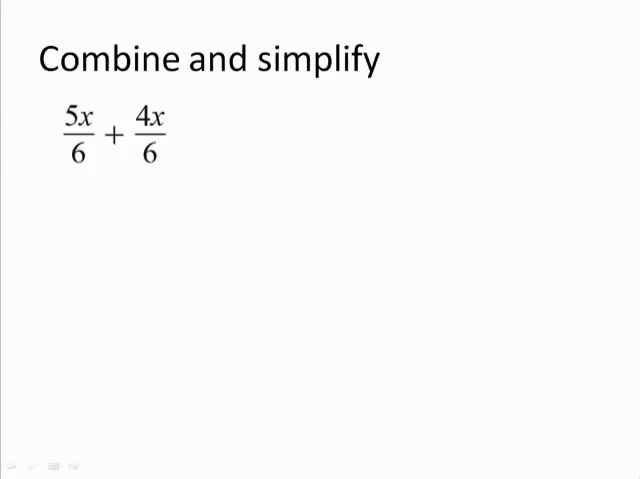Combine and simplify. 5x divided by 6 plus 4x divided by 6. Both terms already have the same denominator, so you can just add the numerators. You get 9x divided by 6. A 3 can be taken out of both the numerator and denominator. The simplified expression is 3x divided by 2.